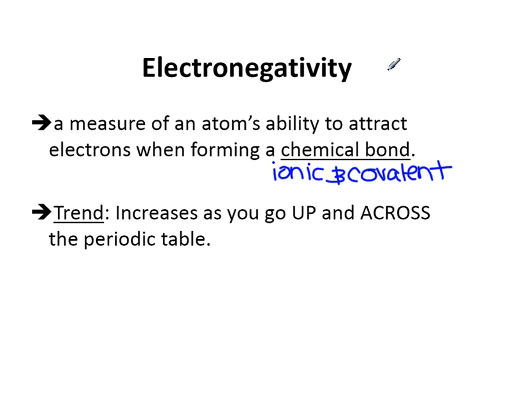So what's the pattern with electronegativity? Just like we were doing in the previous lesson, we're keeping our direction on the periodic table the same. As you go up and as you go across, this value of electronegativity increases. So lowest down here and the highest values sit up here.